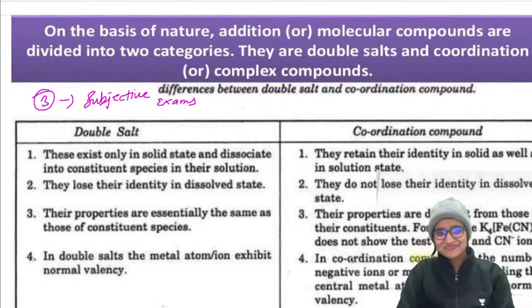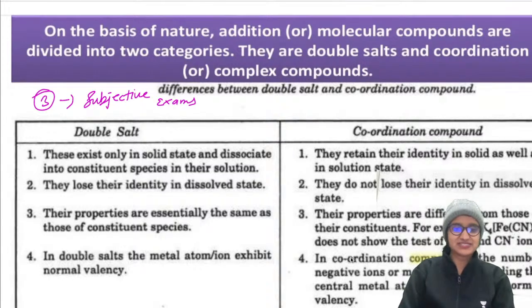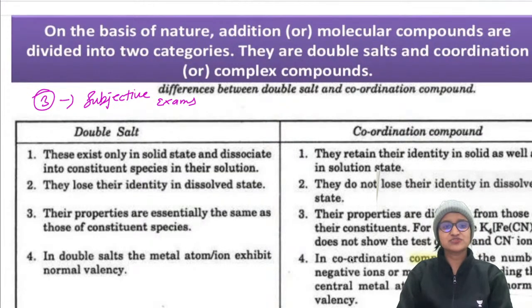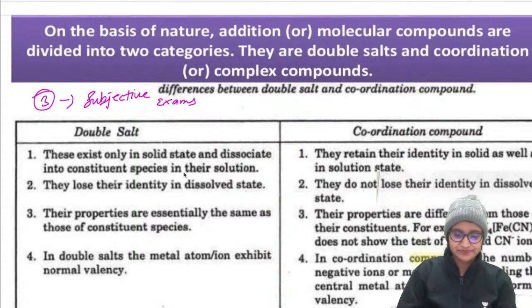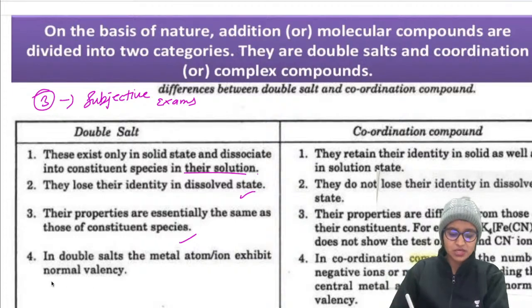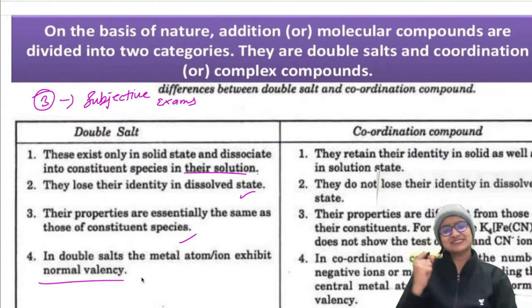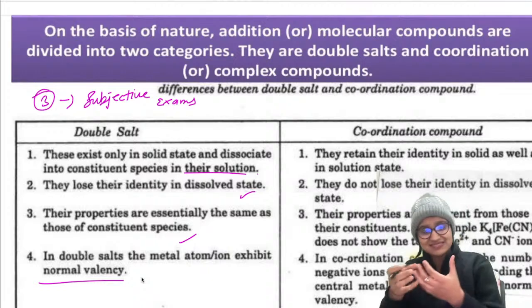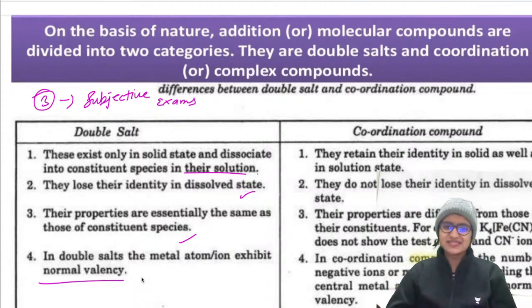Okay. So these exist only in solid state and dissociate into constituent species in their solution. They lose identity in dissolved state. We have covered this. Their properties are essentially the same as those of constituent ions. In double salts, the metal atom or ion exhibits normal valency. Now this concept of primary valency, secondary valency, what is valency, we will cover in the next slide.